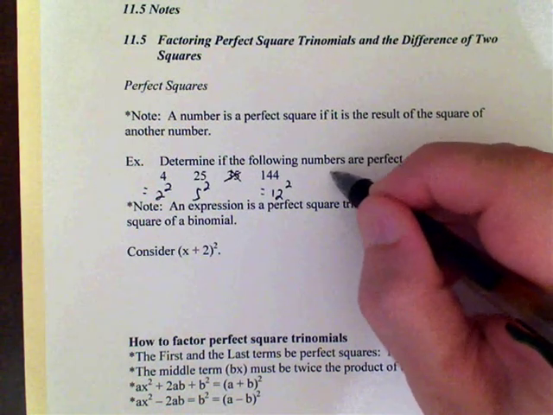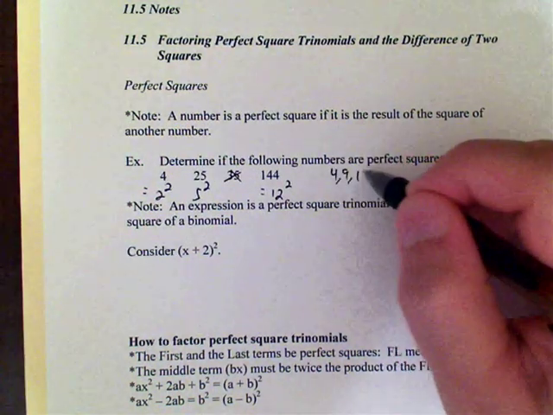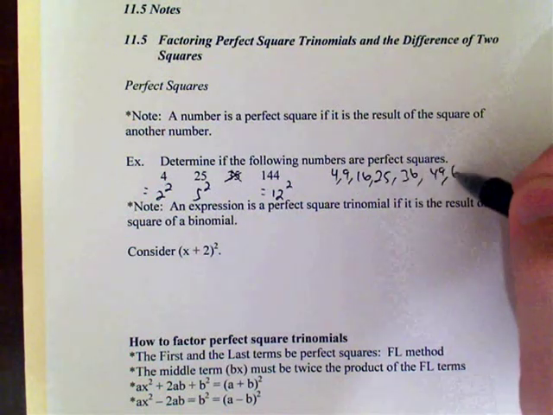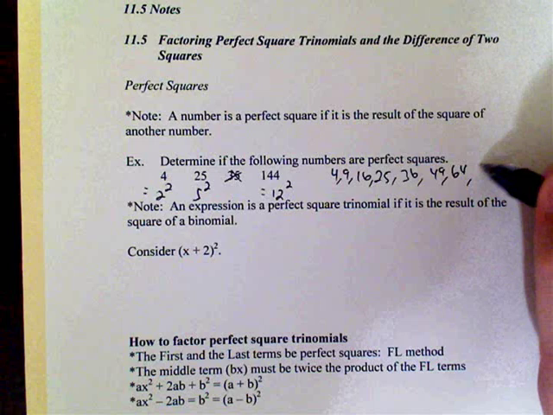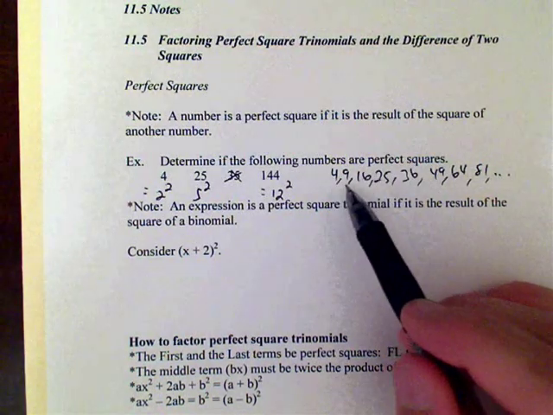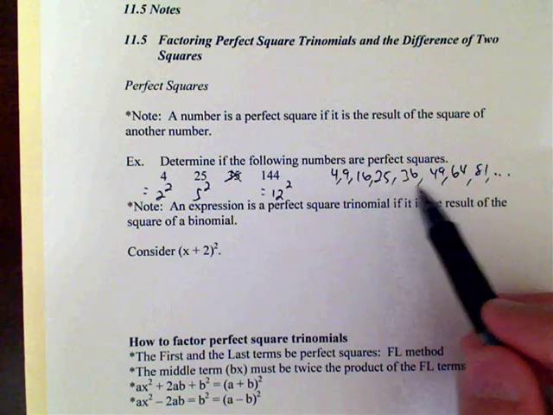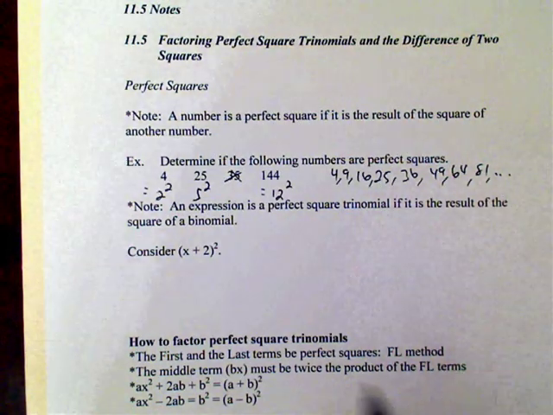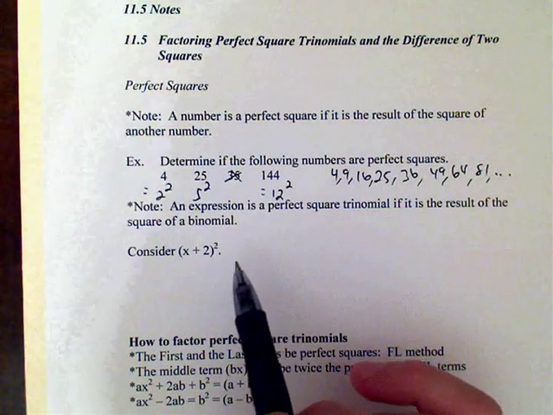In fact, you may actually want to list some of these and keep them as a reference. If you do it quickly, you've got 4, 9, 16, 25, 36, 49, 64, 81. And where do those come from? 2 squared, 3 squared, 4 squared, 5 squared, 6 squared, 7 squared, 8 squared, 9 squared. You may want to make a list. Now we're going to be dealing with expressions.